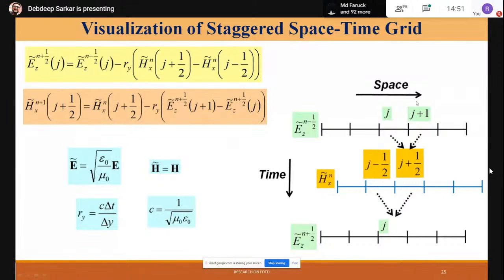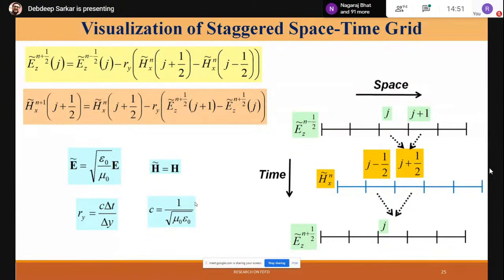Now we are in a position to visualize the space-time grid for the electric and magnetic field components. As I am repeating, it is not that we discretize the grid and evaluate the electric field and magnetic field at the same location at the same time.